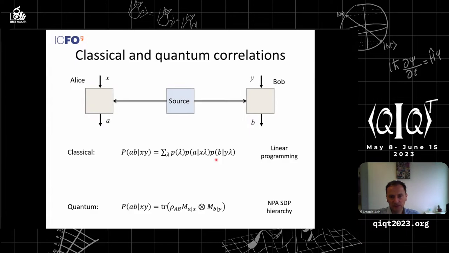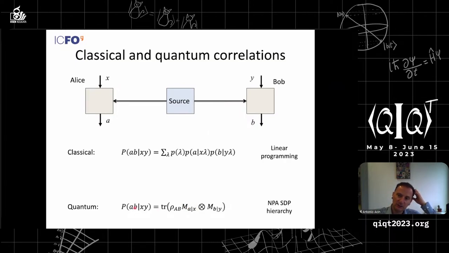But we know that this is not everything, as we know by Bell's theorem. And we know that there is a larger set, which is the set of quantum correlations. The set of quantum correlations is the one that you can write as local measurements on an entangled state. Okay, so again, because of the network topology, the explanation that quantum physics gives to this experiment is that the state rho_AB has been prepared, and measurements M_{a|x} have been implemented here, and M_{b|y} are implemented here. Okay, so x tells you which measurement to implement, and a is the result of this measurement, and these are in general POVM operators.